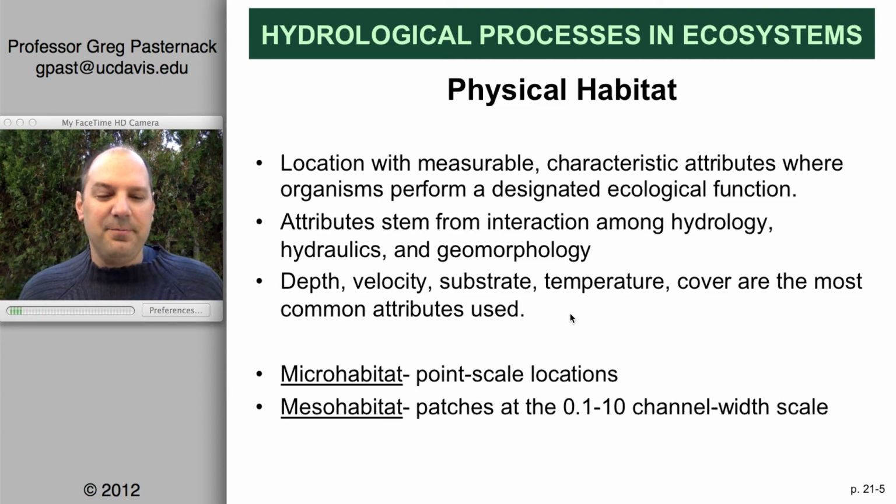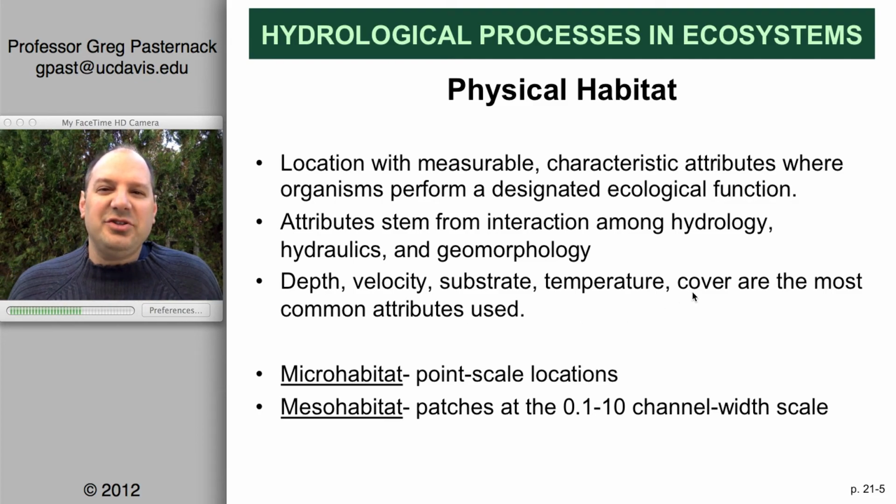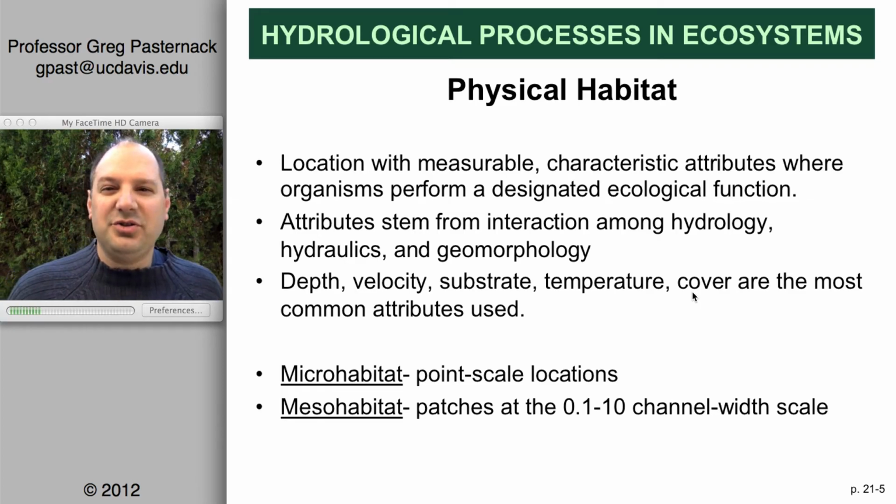And the habitat metrics that we would be measuring physically tend to be things like depth, velocity, substrate, and temperature. There's also this idea of cover. Cover are physical attributes that can provide shade, or hiding, or what we could call refugia, where organisms are able to get out of view of predators or competitors.